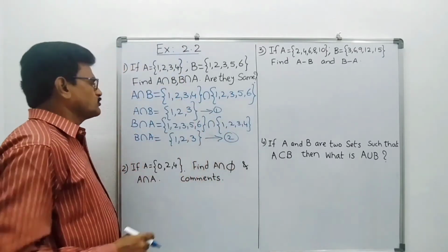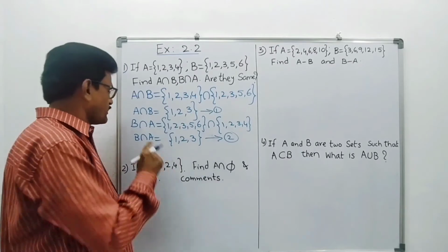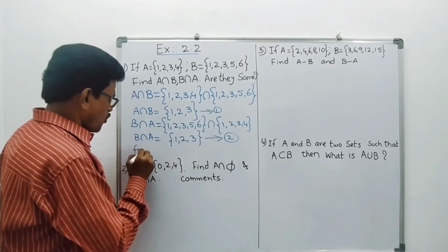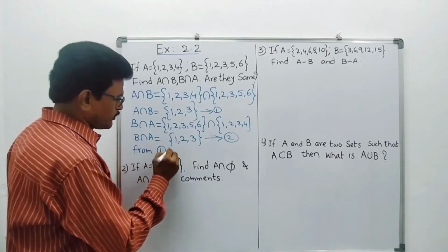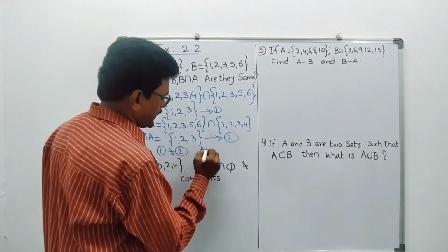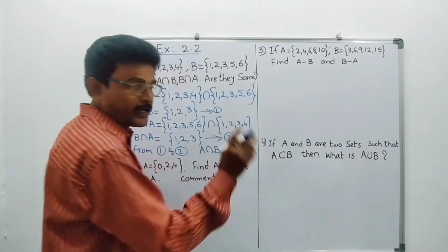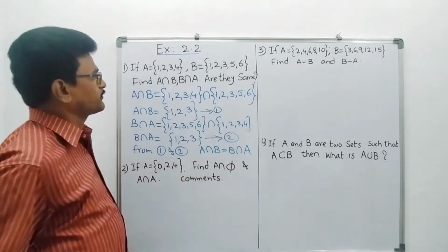From 1 and 2, A intersection B is 1, 2, 3, and B intersection A is also 1, 2, 3. Therefore, from equation 1 and 2, A intersection B equals B intersection A. Okay? Come into the pause here.